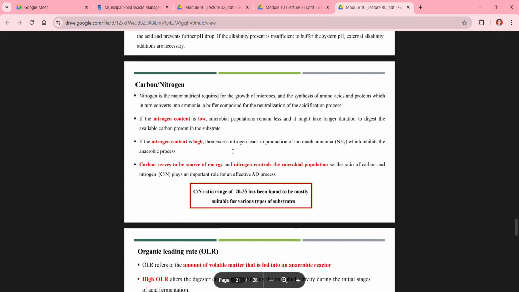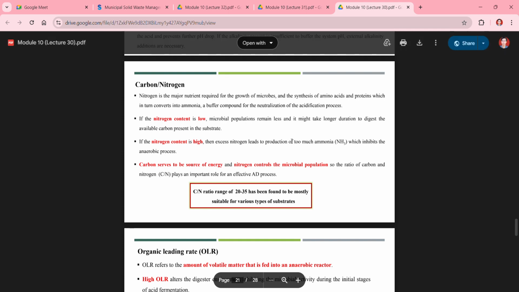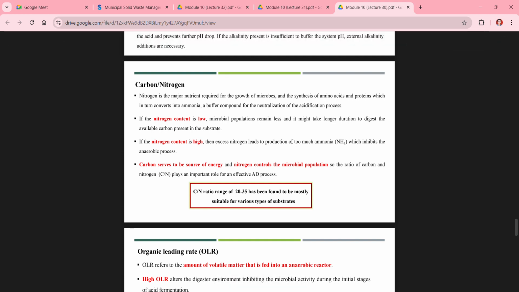Then coming to carbon and nitrogen. Nitrogen is the major nutrient required for the growth of microbes and the synthesis of amino acids and proteins, which in turn convert into ammonia, a buffer compound for the neutralization of the acidification process. So nitrogen content is necessary in the feed material because that will provide the conversion of ammonia during the process. If the nitrogen content is low, the microbial population remains small and it might take longer to digest the available carbon present in the substrate. If the nitrogen content is high, then excess nitrogen leads to production of too much ammonia, and that will increase the pH value of the whole system into the basic range.